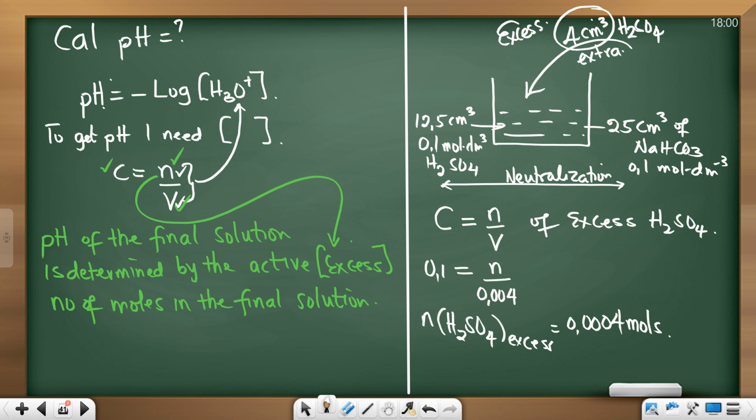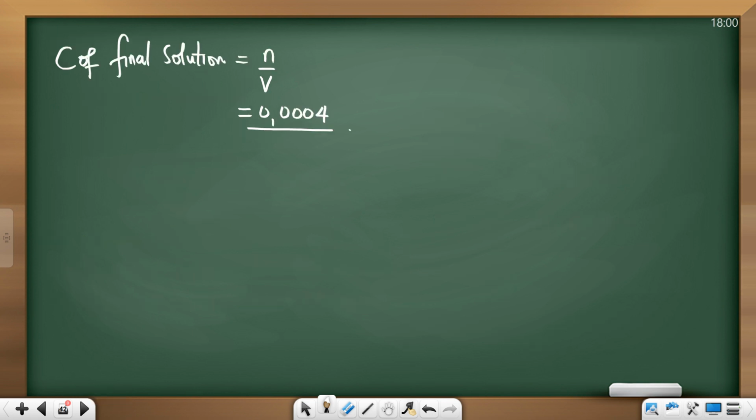We said concentration is number of moles divided by volume. We are looking for the concentration of the final. Once we get this, we'll be able to get our pH. Let's say this says 41,5. Guys, please look at this statement. What did I write here?